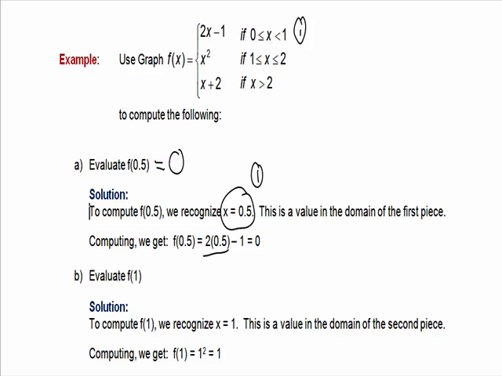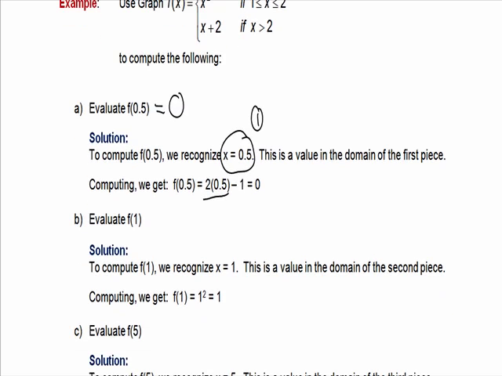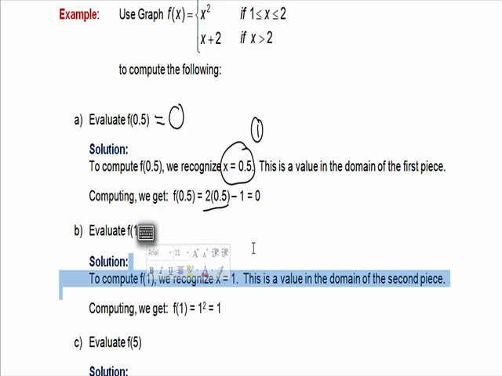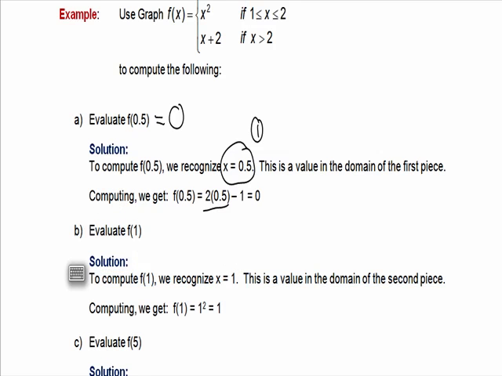Second piece, or second part, evaluate f at 1. Well, if I want to evaluate f at 1, again, we recognize x equals 1. And when I do that, I look up at my 3 lines and I say, oh, the one that allows x equal to 1 is piece 2. So I'm going to substitute that into piece 2. So I get 1 squared, which is 1. So f at 1 is actually 1.